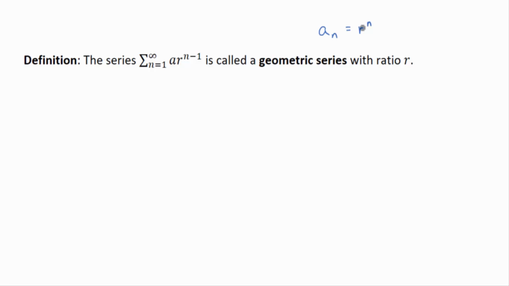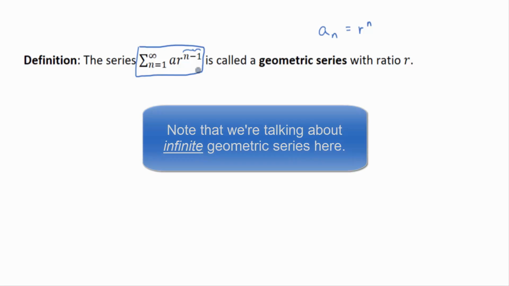So definition: the series, the sum from n equals 1 to infinity of a times r to the n minus 1. Doesn't really matter that the exponent's n or n minus 1. Doesn't matter. We'll use n minus 1 here. Is called a geometric series with ratio r.